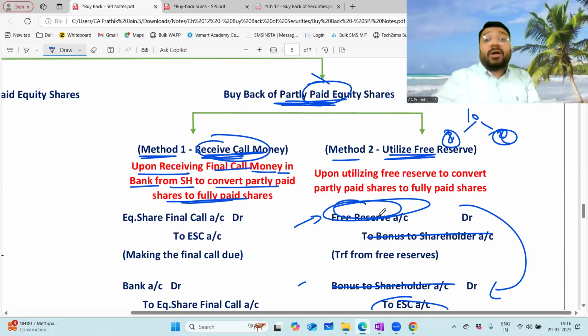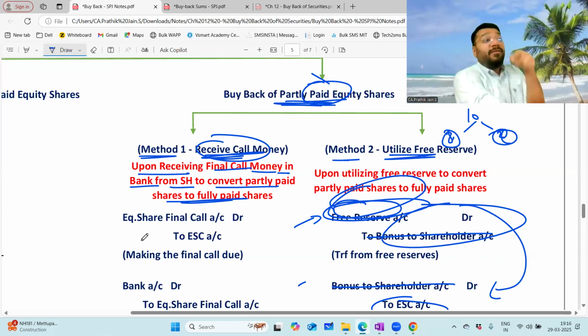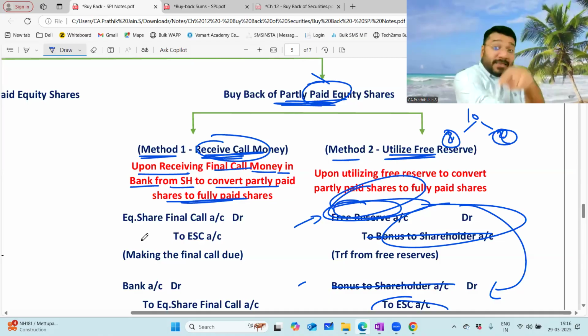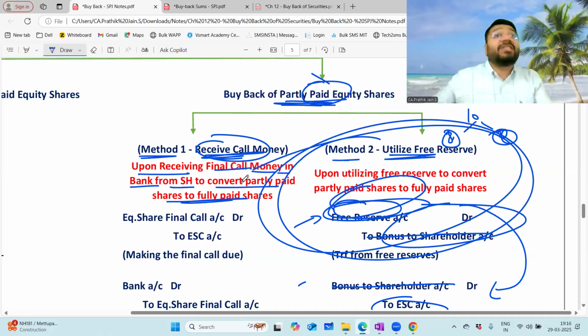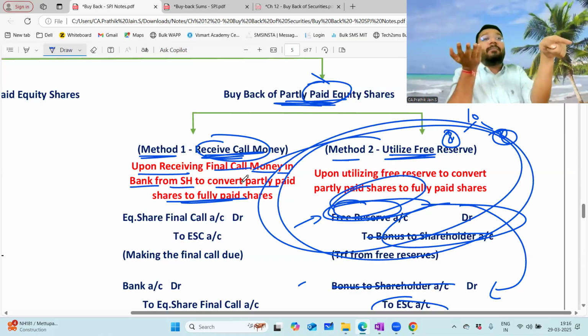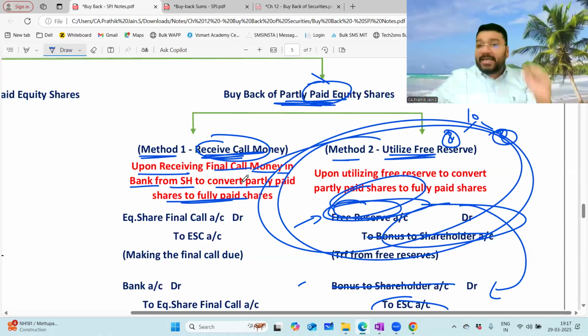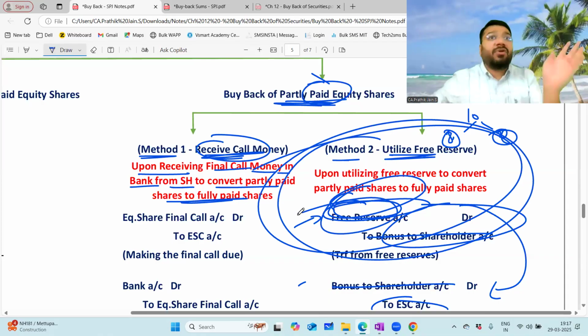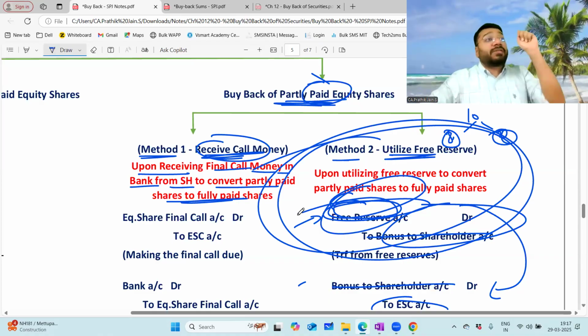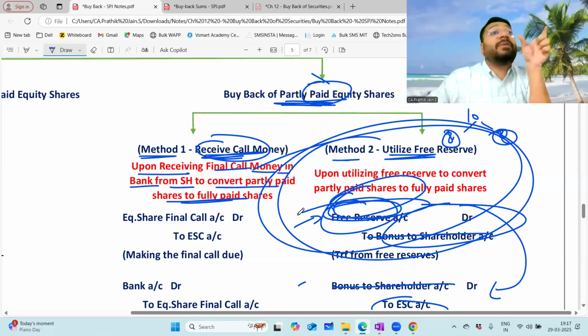Section 68 does not talk about converting the partly paid to fully paid. This free reserve to bonus to shareholder is for the purpose of converting the partly paid to fully paid. This part is not a part of section 68. Section 68 is saying that to do buyback, you do the partly paid to fully paid. How to do fully paid? Some other section is saying. In that section, free reserve means only free reserve, not security premium reserve. So security premium reserve can be used for the purpose of free reserve when I'm transferring the amount from SPR to CRR to keep the capital intact.